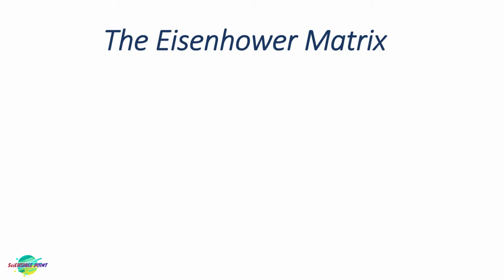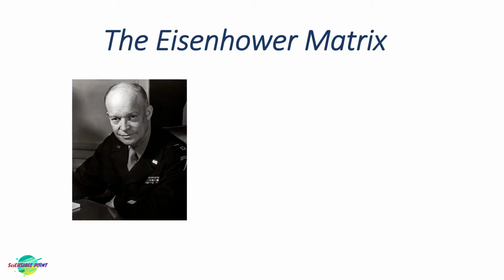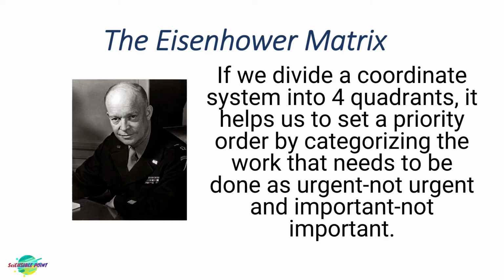The Eisenhower Matrix. Dwight Eisenhower was the 34th president of the United States from 1953 until 1961. This time management technique was invented by him. Prioritizing tasks by urgency and importance results in four quadrants with different work strategies.